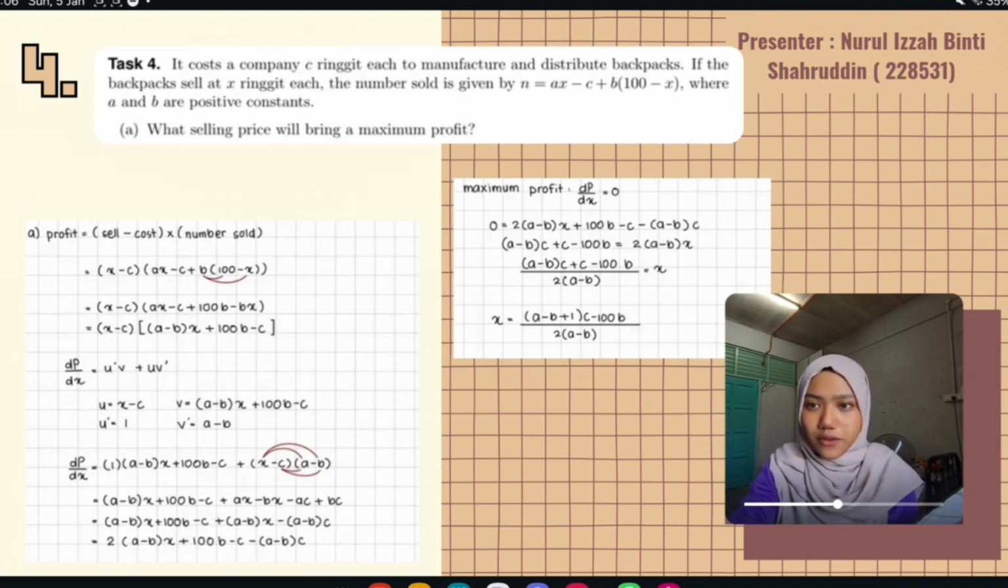After that, we differentiate that equation, and we will get 2a minus bx plus 100b minus c minus (a minus bc). For the maximum profit, the differentiated equation equals 0. From the equation we already got, equal to 0, we will get x equals a minus b plus 1c minus 100b over 2(a minus b).